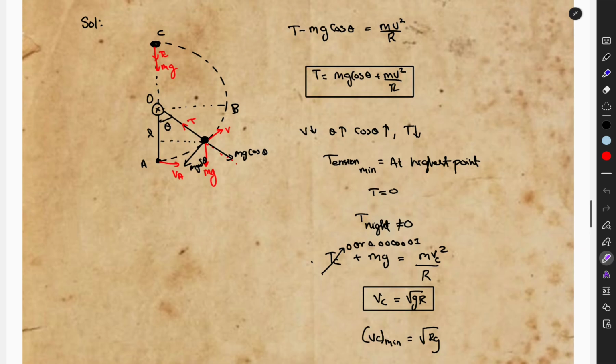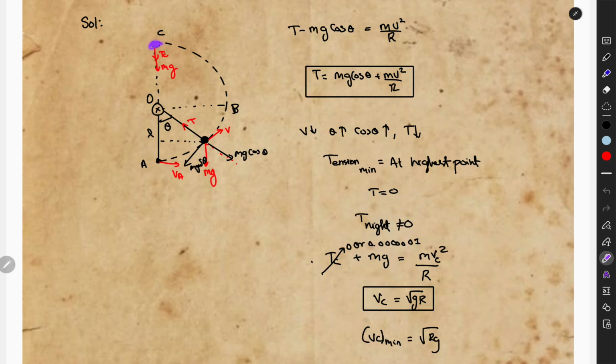Okay, when velocity decreases, theta will definitely increase. These are the relations which you can find in this formula. After that, if you observe, minimum tension will be at the highest point.